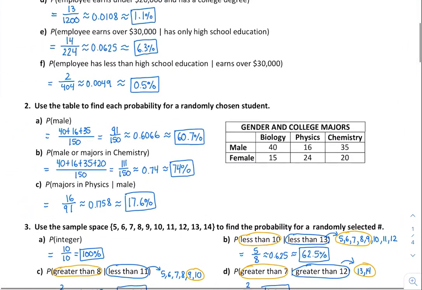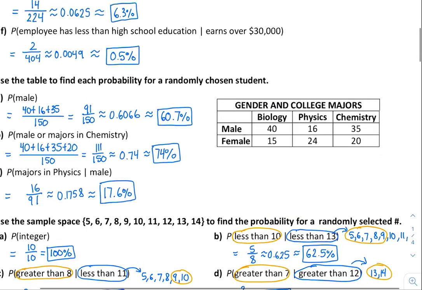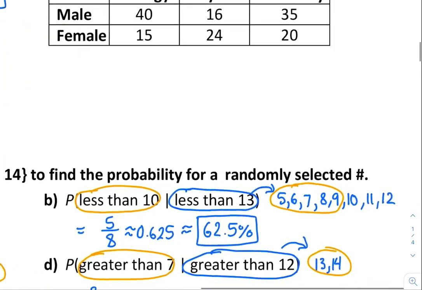Okay, so use the sample space 5 through 14 to find the probability for a randomly selected number. Part A is find the probability that it's an integer. Well, all of these are integers. So the probability of picking an integer is 10 out of 10, which is 100%. So that one's 100%.